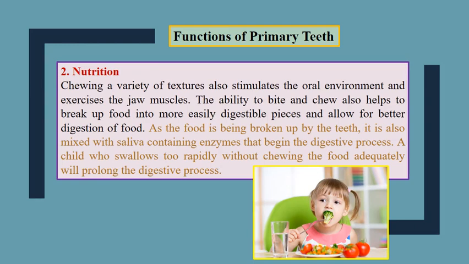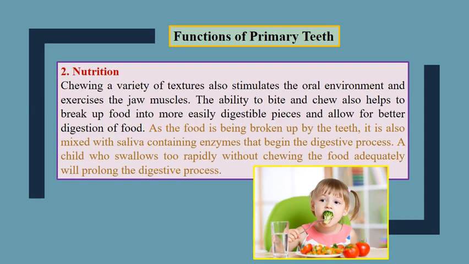Chewing a variety of textures also stimulates the oral environment and exercises the jaw muscles. إذن عملية مضغ طعام متنوع القوام أيضا تؤدي إلى تحفيز بيئة الفم، وتعتبر أيضا تمرين لعضلات الفك. The ability to bite and chew also helps to break up food into more easily digestible pieces and allows for better digestion of the food. أيضا عملية تقطيع ومضغ الطعام بالصورة الصحيحة تعمل على تقطيع الطعام إلى قطع صغيرة، وبالتالي تكون عملية الهضم أسهل.